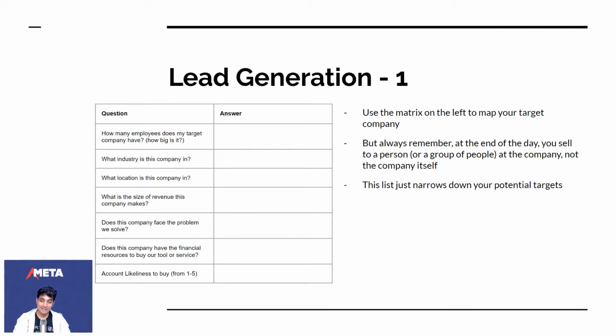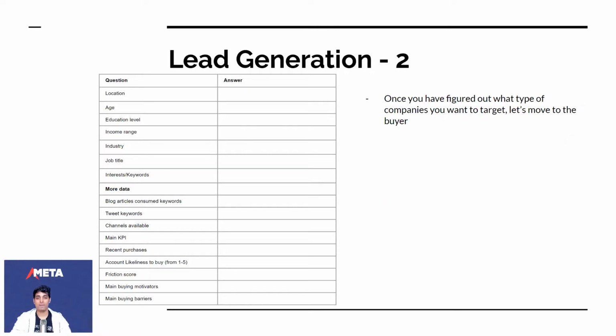Remember, this list is not about inclusion, it's about exclusion. You start with all the companies in the world, and when you answer these questions, you're able to exclude most of them. So you sit on a small list at the end of the day. So it's a process of exclusion, not a process of inclusion. So once you figure out what type of companies you want to target, let's move on to the actual buyer.